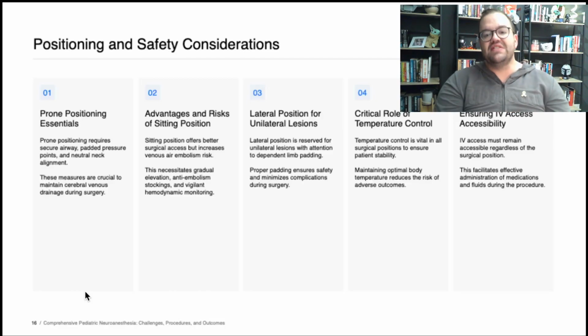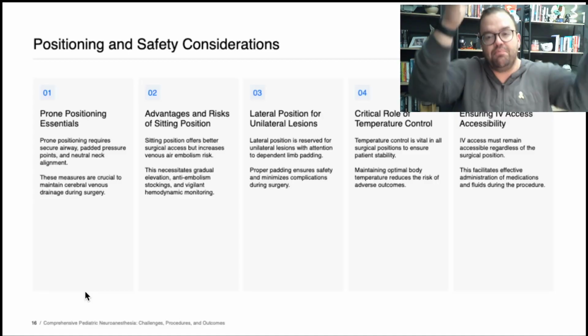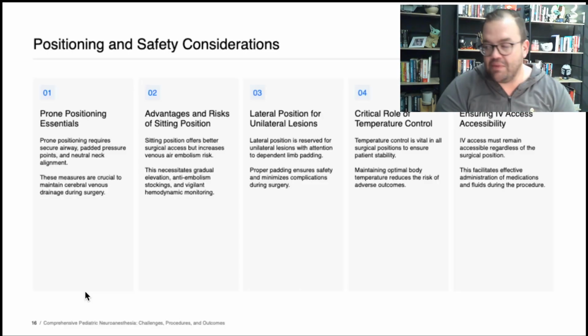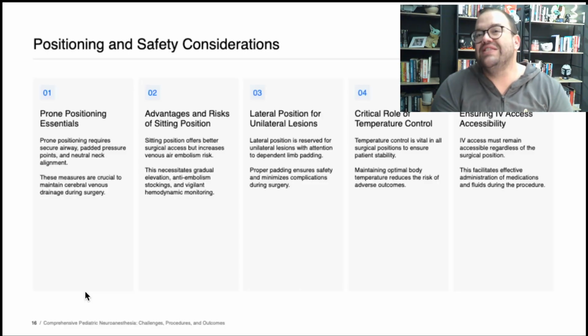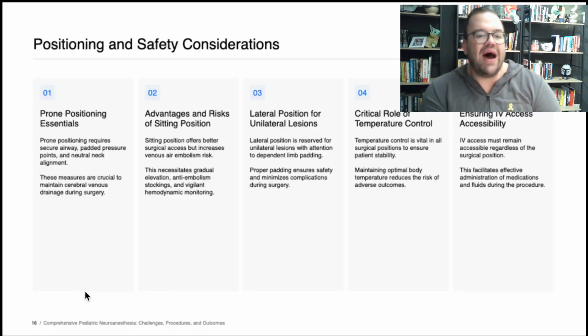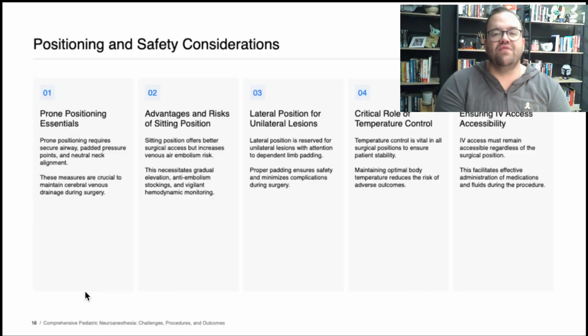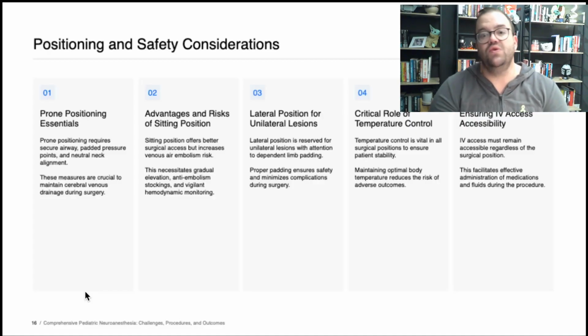In terms of the sitting position, the biggest advantage is that there is less blood loss because you have the effects of gravity draining blood away from the lesion. The lesion sits in its most anatomical position and is often easier to access from a surgical point of view. However, the issues of access to the child, issues of the airway, issues of the risk of a venous air embolism means that I don't work with any surgeons who still use the sitting position.